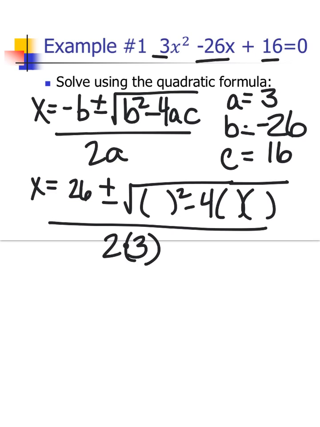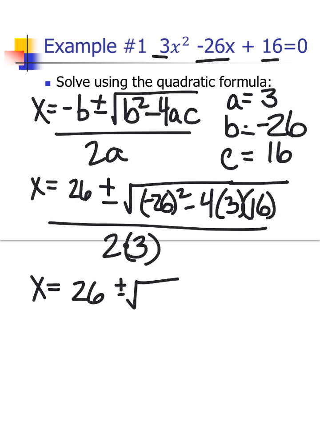Now let's fill in those blank parentheses. B squared would be negative 26 squared minus 4 times A times C. Continue by copying everything. This is a good habit also. Go ahead and write out 26 plus or minus and do a small square root symbol all over the 2 times 3, 6, so that as you fill out the discriminant value, then you can go put just that one number under the radical.